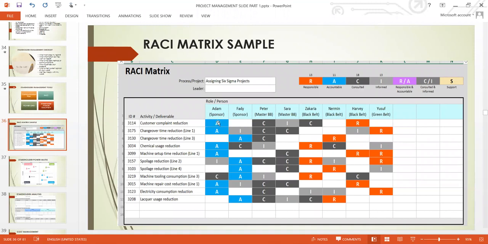Then you say who must be consulted. You need to consult some people. You look at this black color. You look at C. Peter should be consulted. So you must consult Peter while trying to deliver this deliverable. Zachariah must be consulted as well. And who should be informed while doing this? You see, Sarah must be informed.